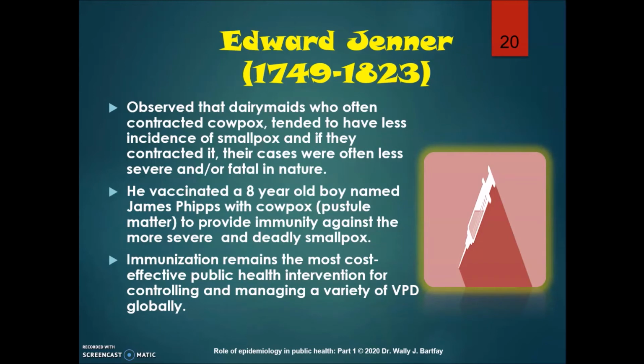Edward Jenner, he observed that dairymaids who often contracted cowpox tended to have less incidence of the more deadly smallpox. And if they contracted it, of course, their cases were often less severe in nature as well. What he did is he actually vaccinated an 8-year-old boy named James Phipps with cowpox, from pustule material, what he called the grease coming from the wound of these infected animals with cowpox, to provide immunity against the more severe and deadly smallpox.